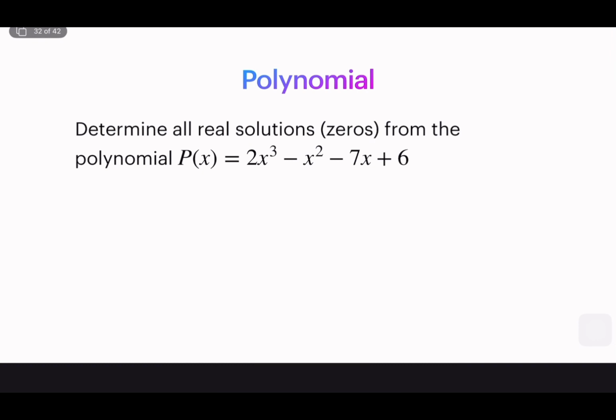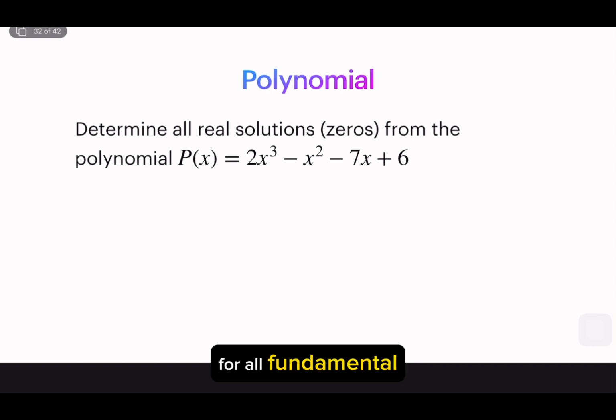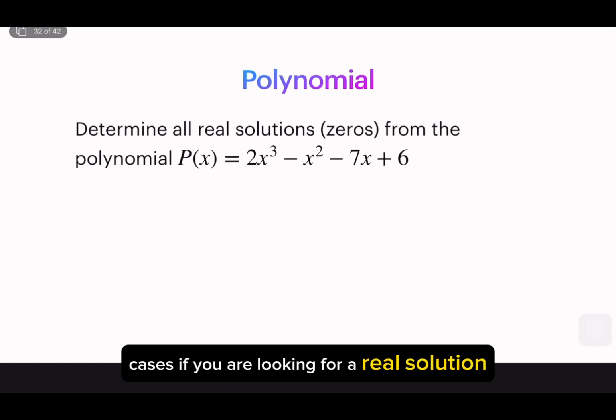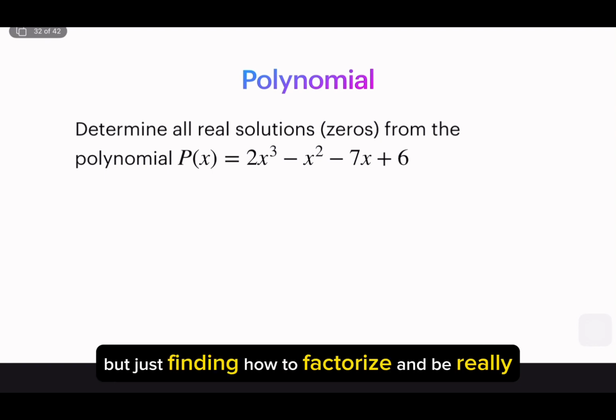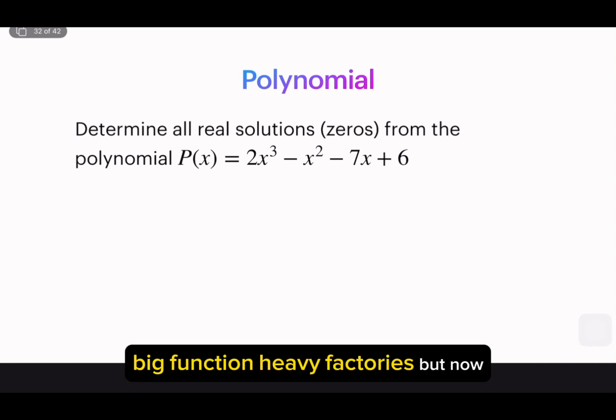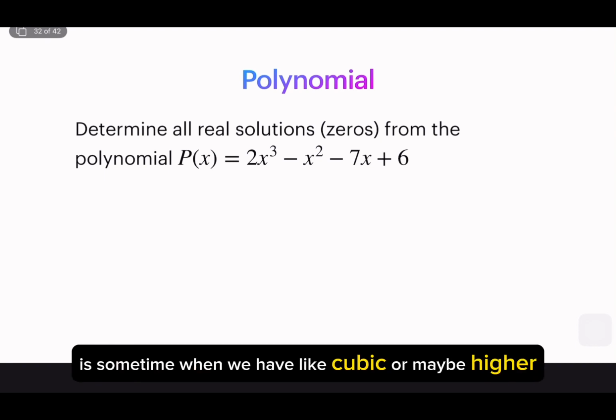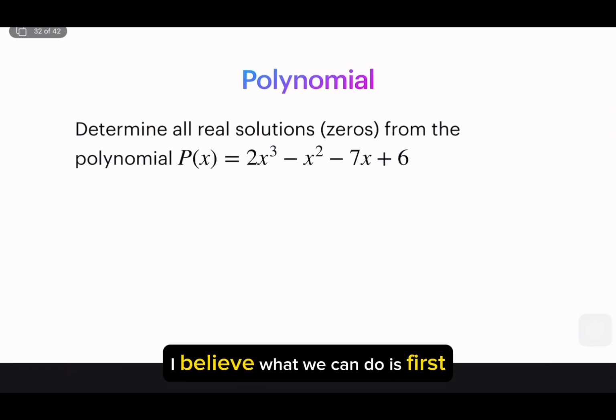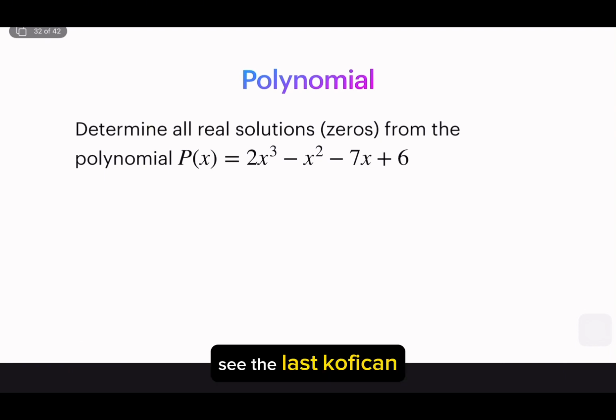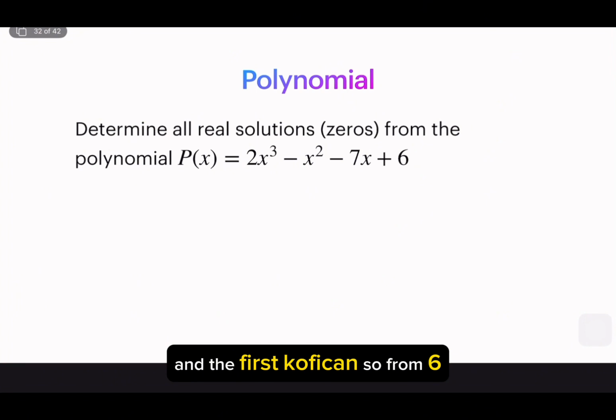I think for all polynomial cases, if you are looking for a real solution, if it is a quadratic function, I think it's easy, right? Just finding how to factorize and if the function can be factorized. But sometimes when we have a cubic or maybe higher degree, what we can do is first see the last coefficient and the first coefficient.